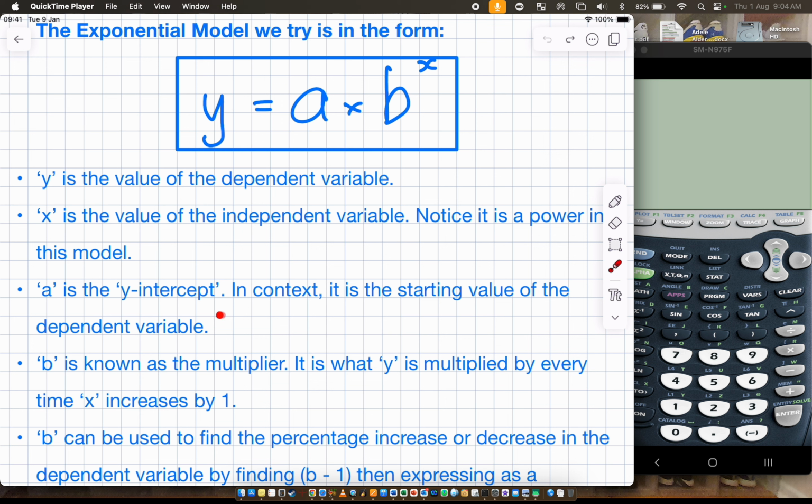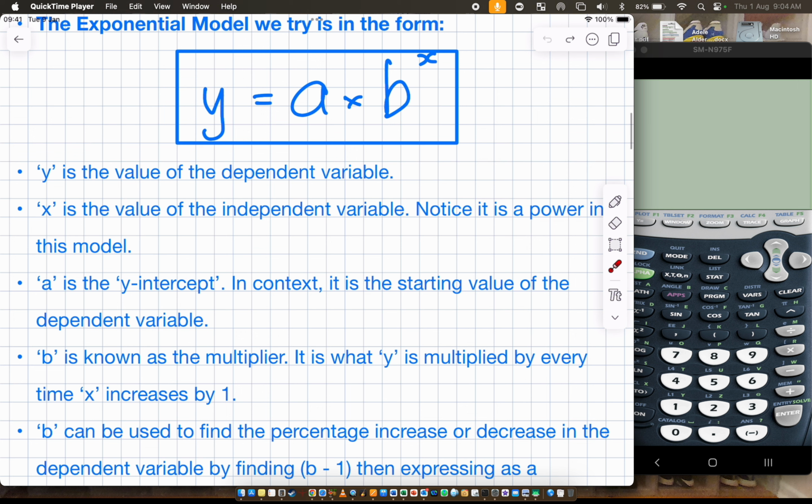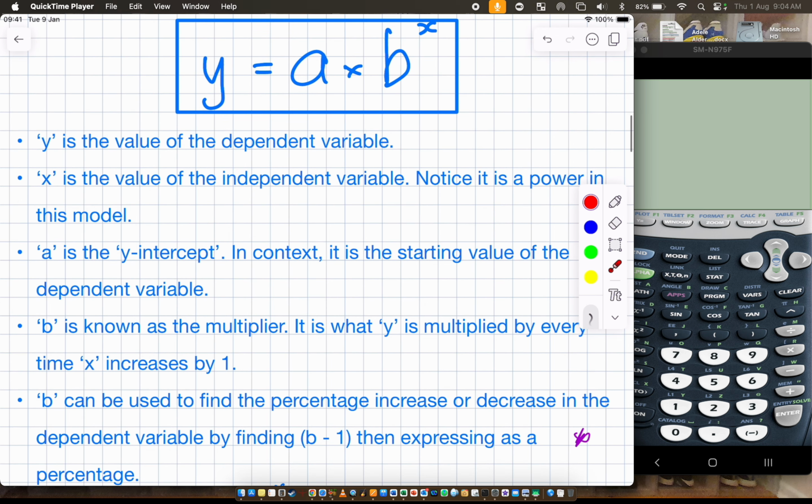A is the y-intercept in context. It is the starting value of the dependent variable. B is known as the multiplier. It is what y is multiplied by every time x increases by 1. And I'll give you time to get notes down to here, this little star here. B can be used to find the percentage increase or decrease in the dependent variable. If you find B, take 1. Then express it as a percentage. So, I'll give you a few moments to get that down, please.